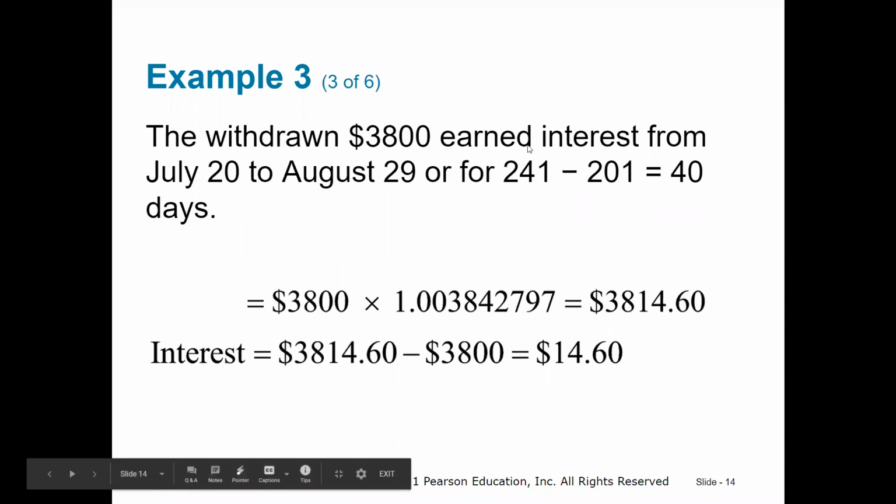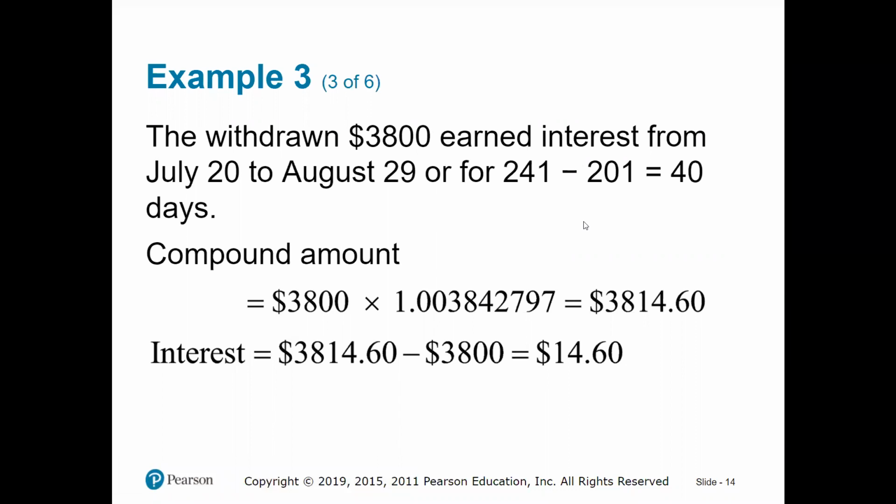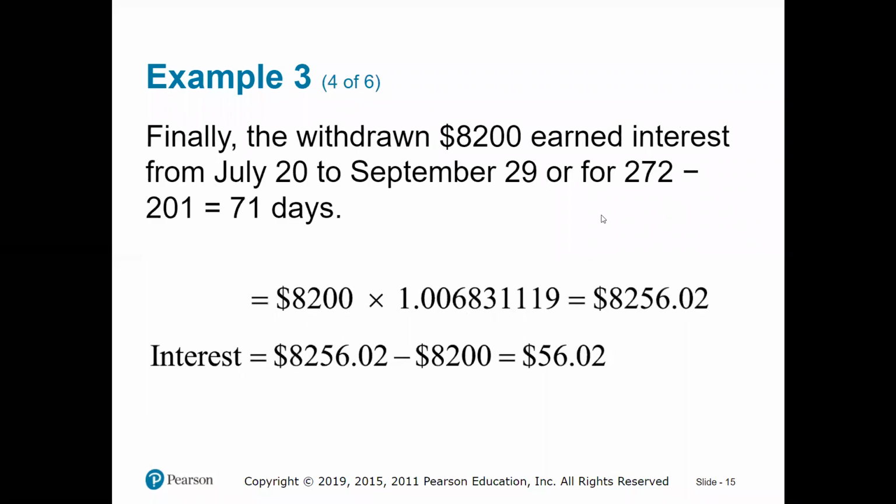So then she had to go through and figure out the amounts and the days for the parts that were withdrawn. For the first one, on July 20th, she found that it was in there for 40 days, found the number from the table, and then found an interest of $14.60. And then for the next withdrawal, she figured that was 71 days, took that amount, and found an interest of $56.02.